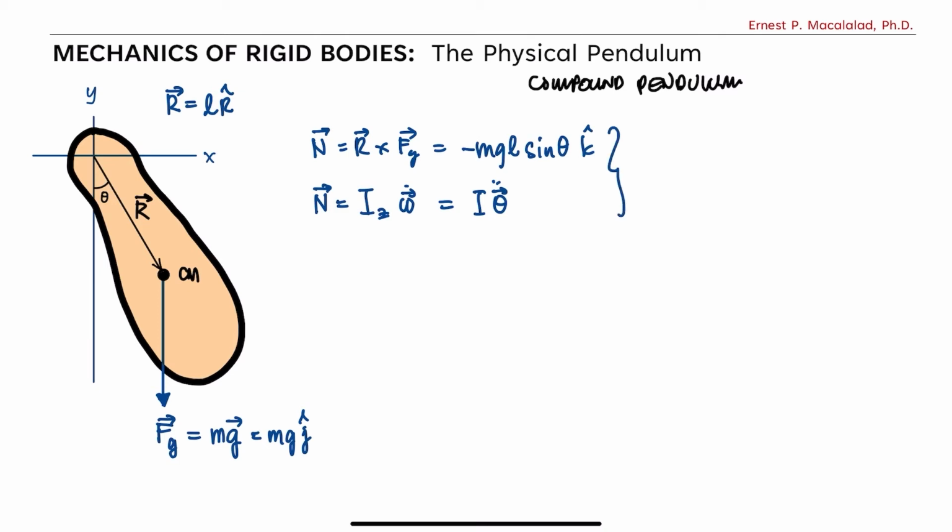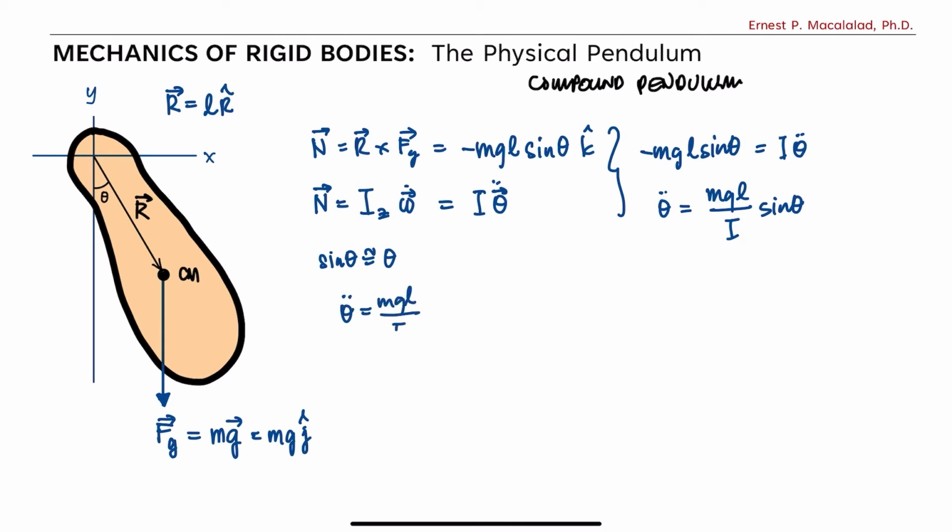Therefore, if we combine the two, this can be rewritten as negative mgL sine theta equals I theta double dot, or theta double dot is equal to negative mgL over I sine theta. Now, if we assume small oscillations, sine theta can be approximated as theta. So the equation of motion for rotation is theta double dot equals negative mgL over I theta.